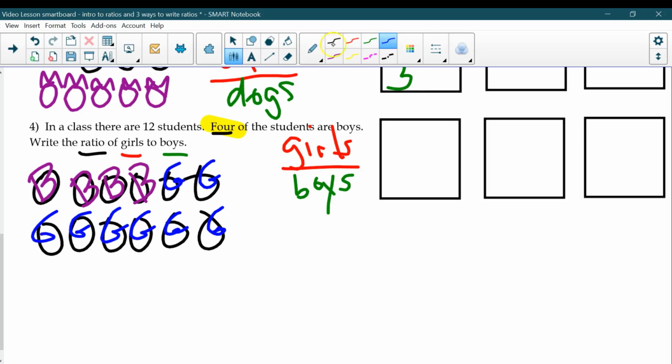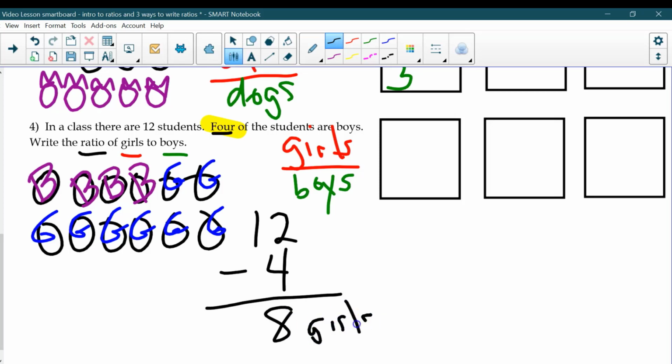Now, how many of you may have solved it this way? You said, oh, well, I know if there's 12 students and there are 4 boys, I'm going to take those boys out, and what would be left, 8, would be how many girls there would be. Because this was how many boys. Now we can write our ratio. So how many girls are there? 8 girls. And how many boys? 4 boys. And you could simplify that one too, right?